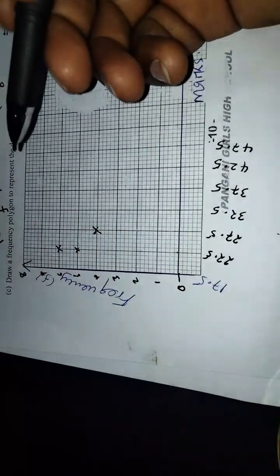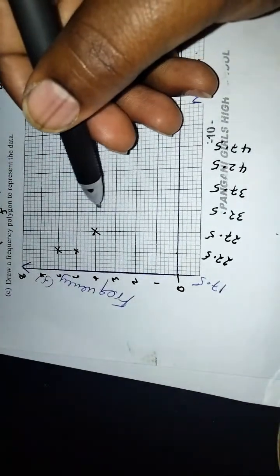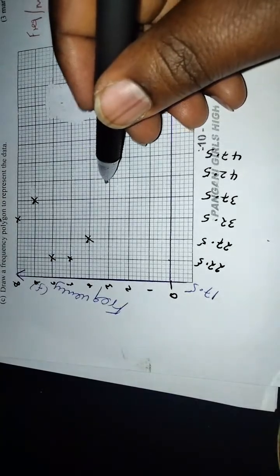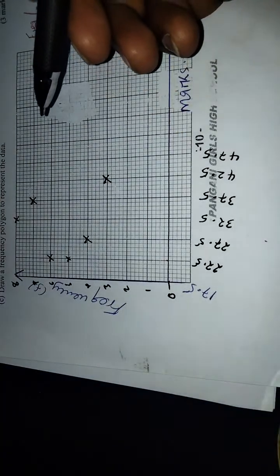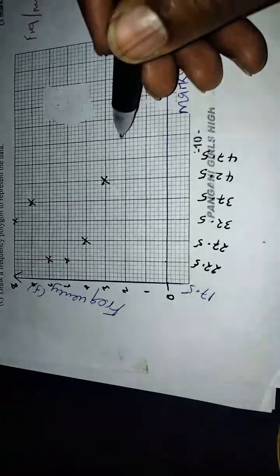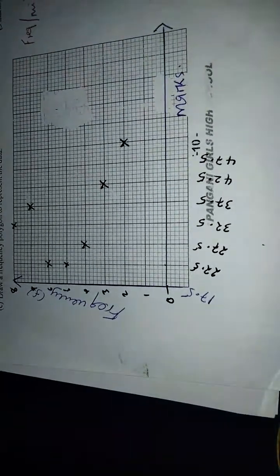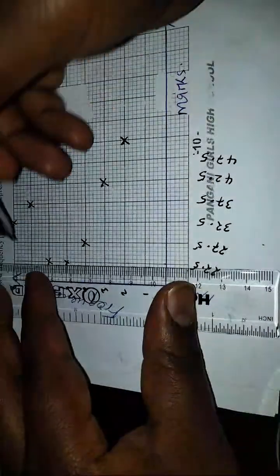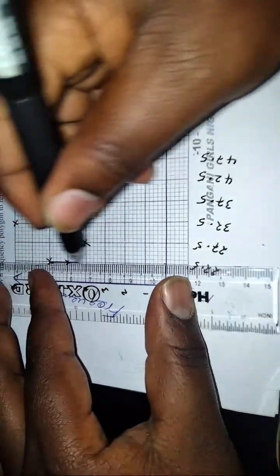Then the next one is 8, which is going to be here. The next has a frequency of 7, which is going to be here. The next one has a frequency of 3, and 3 is here. Then finally we got 2, and 2 is here. So that's how the frequencies are. So I can now draw the bars to show the histogram for this data.